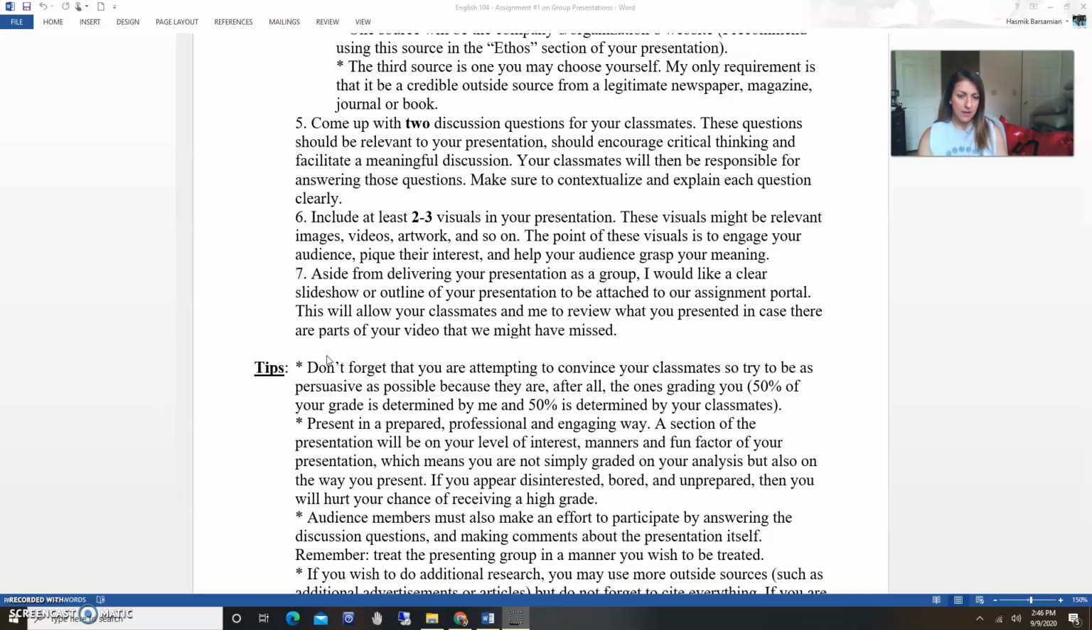The point is that if we happen to miss an important part of your presentation, we can still look at the outline or the slideshow and be caught up on what we may have missed, because grading each other is a very serious task, which is why I want to make sure we do not miss anything, and that's why I put step 7 there.